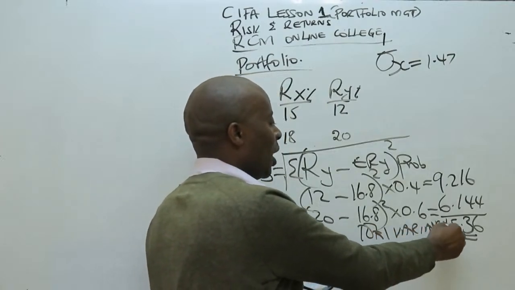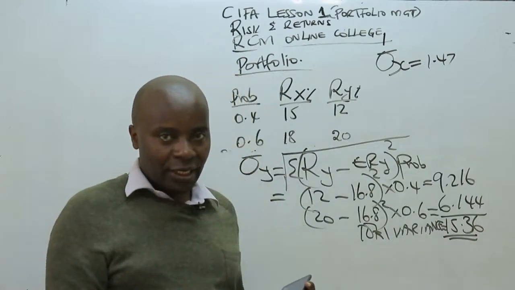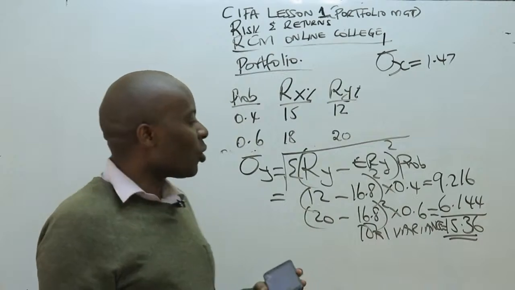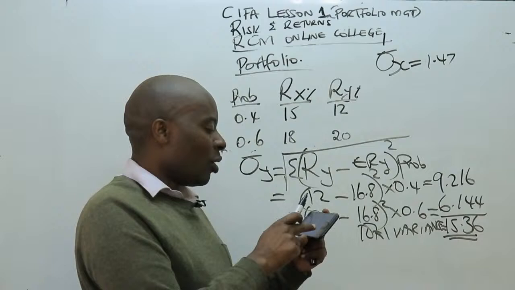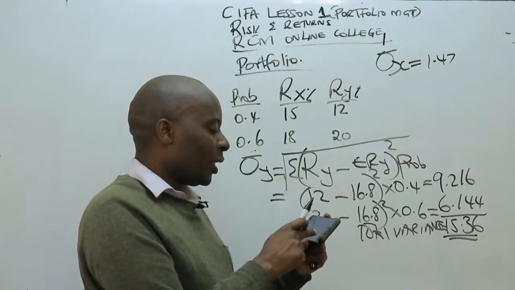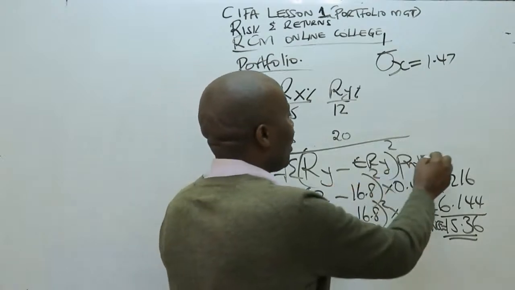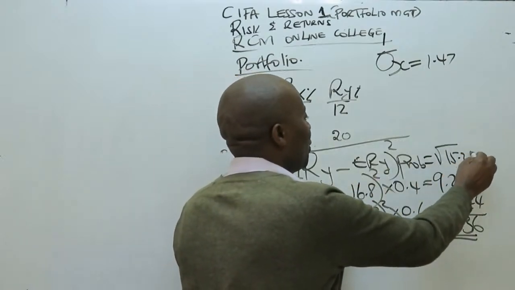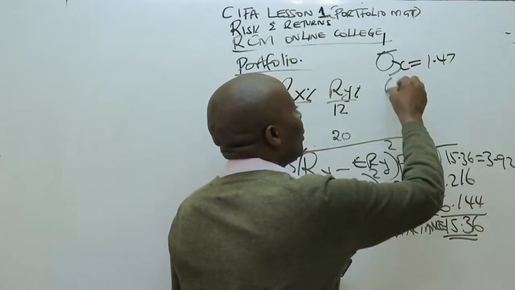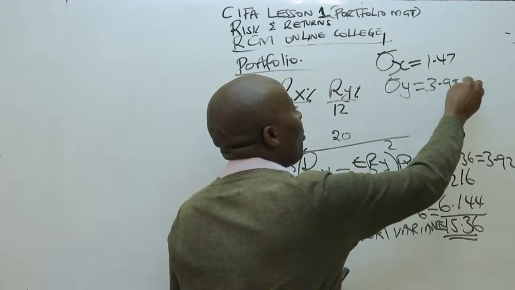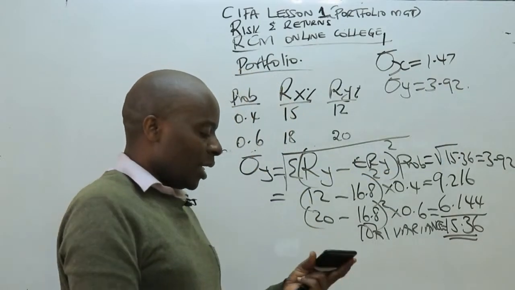Once you have the total variance, what you need to do is to give us the square root of that to ascertain the standard deviation. So the square root of 15.36, what figure are we able to see here, ladies and gentlemen? This gives us a standard deviation of Y of 3.92.